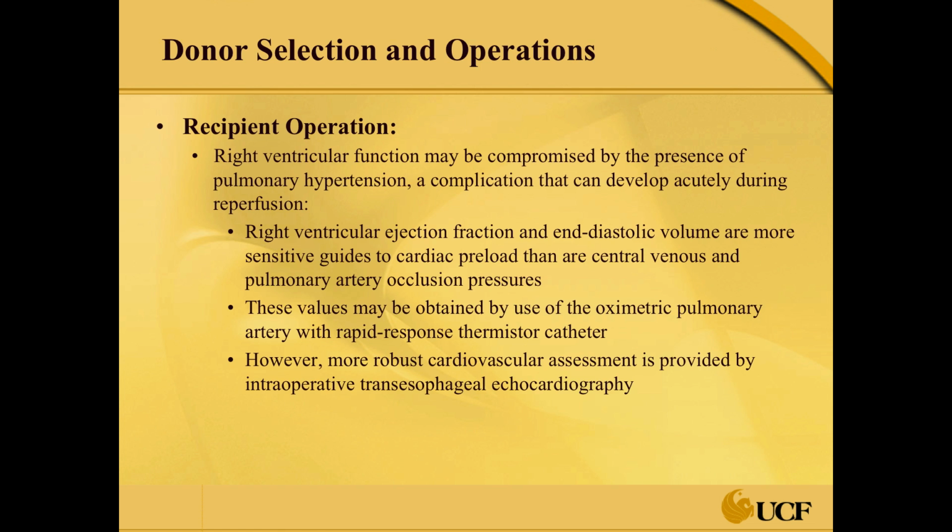However, more robust cardiovascular assessment is provided using an intraoperative transesophageal echocardiogram. That is common in liver transplantation. They'll actually have a continuous intraoperative transesophageal echocardiogram going where we can monitor that right ventricular ejection fraction essentially at all times, all right? Because if that right ventricle becomes compromised, then we could have a serious problem, right?